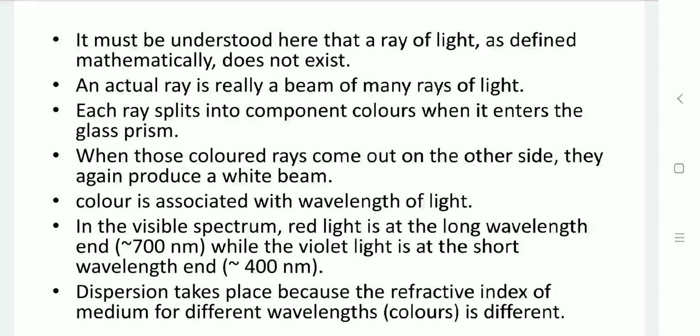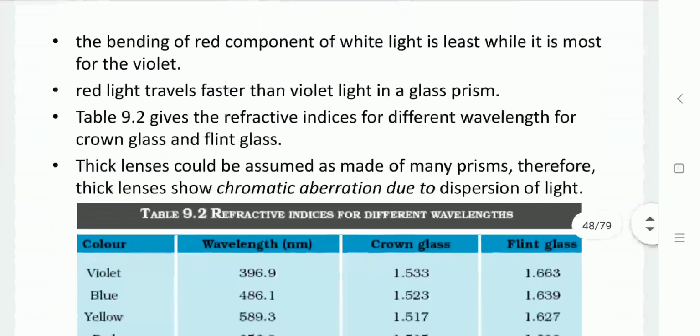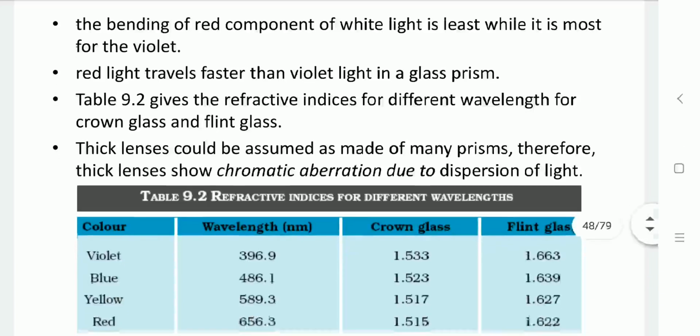And this dispersion takes place because the refractive index of a medium for different wavelengths is different. Based on that, the bending of the red component of white light is least and the violet beam bending is most, while red light travels faster than violet light in a glass prism. So the violet light speed is least compared to all the colors. This we can observe from the table.